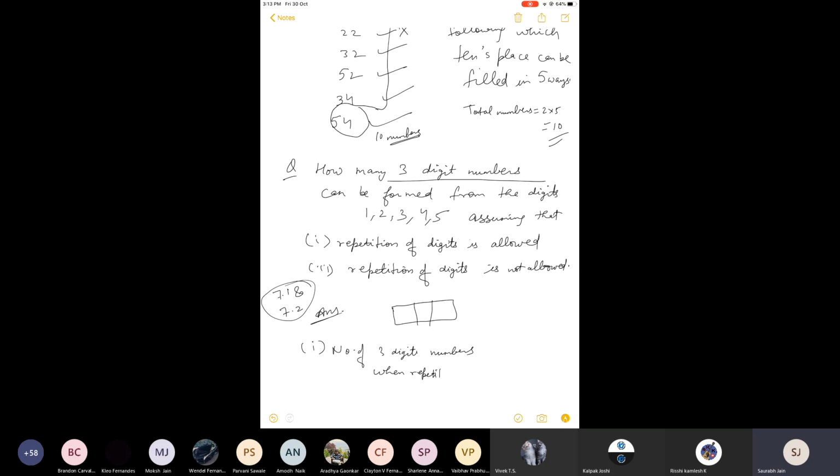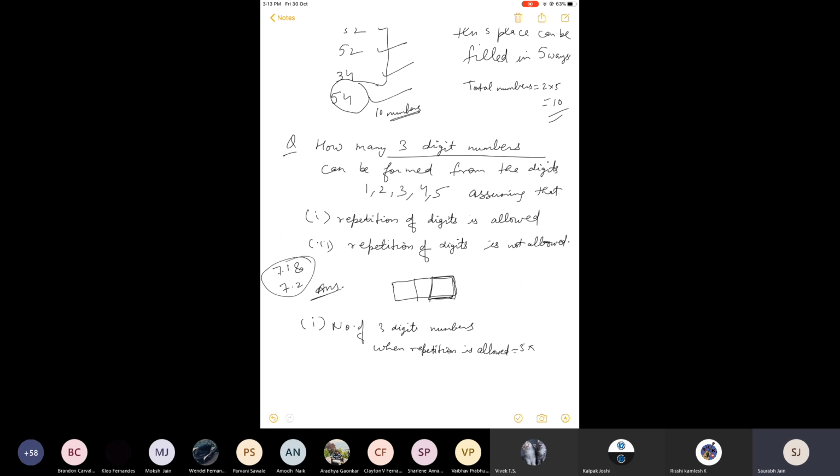See, here we have three places: ones place, tens place, hundreds place. So you can start by filling any box. It doesn't matter. Let's say you start by filling the units place. So you have five options for that. You can write either one here or two or three or four or five.